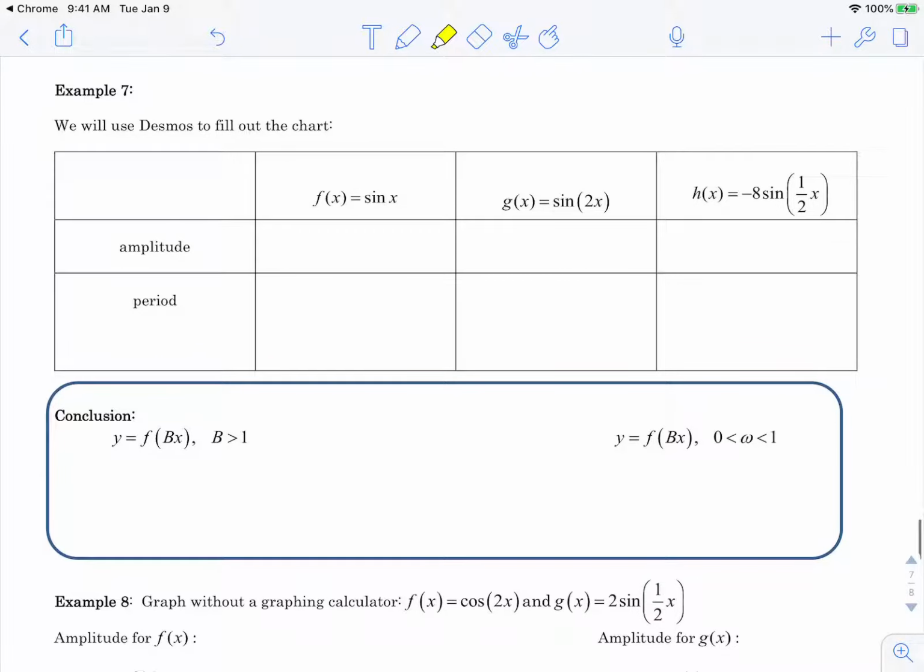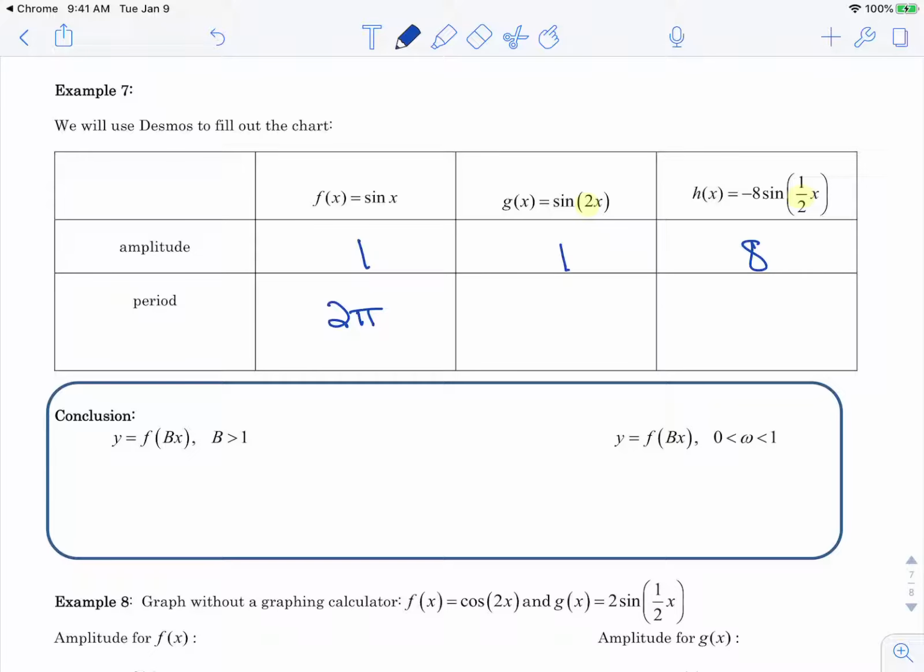So now, what happens if we multiply our inputs? Let's go ahead and fill this out. We know this amplitude is 1. This amplitude is also 1. And what is this amplitude? It's 8. Don't say -8. The negative talks about a totally different thing, which is a reflection. I know for a fact my period is 2 pi.